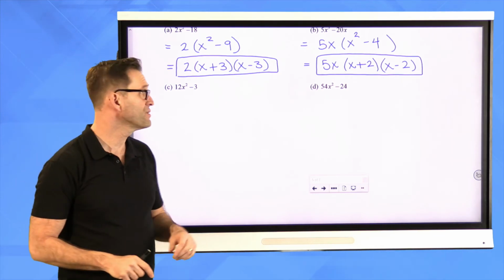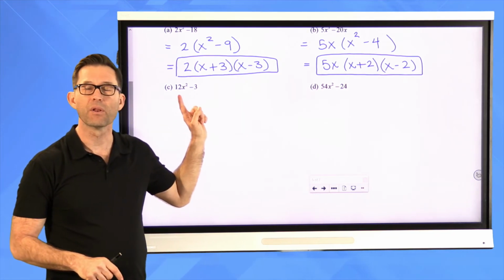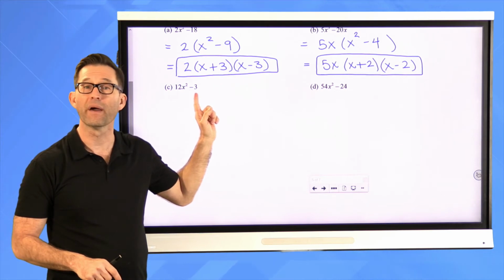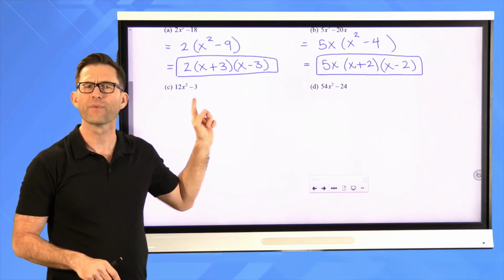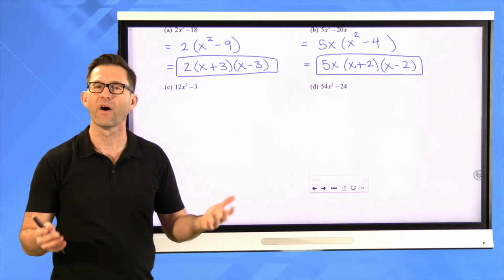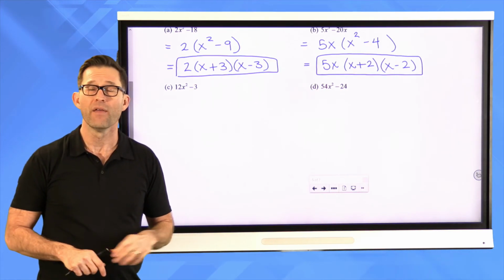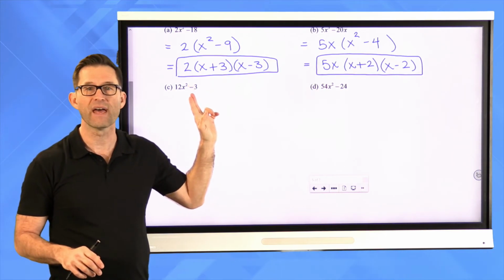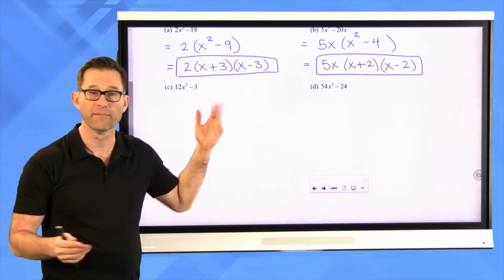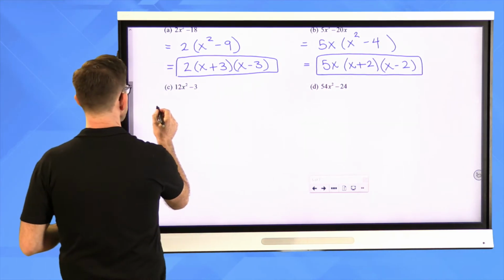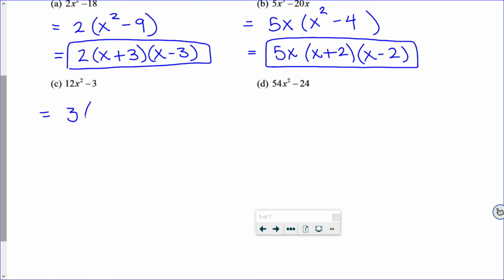So first thing I'm going to do is letter C, and I'm looking at that 12x squared minus 3. I look at the 12, I look at the 3. The biggest number that divides into both of them is 3. There is no x that comes along because that 3 doesn't have an x on it. So first things first, I'm going to factor a 3 out, and of course 3 times 4x squared will give me 12x squared. And then minus 1. Really, really important that you have that minus 1 there.